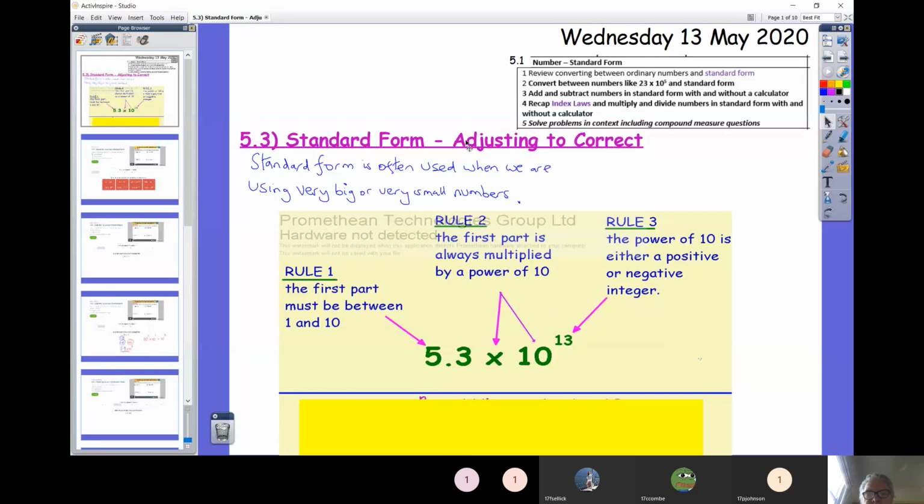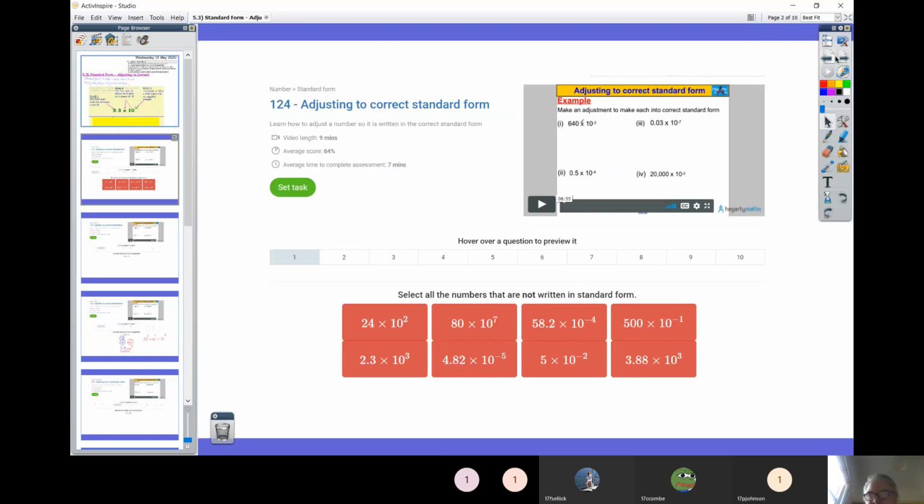So we're trying to correct numbers that at first glance look like they might be in standard form. They're nearly in standard form, but because the first number isn't between 1 and 10, they are not in standard form. So this is going to be your homework once I've finished the live bit. You're going to go and do Hegarty number 124. Now the first question, or the first couple of questions, are like this.